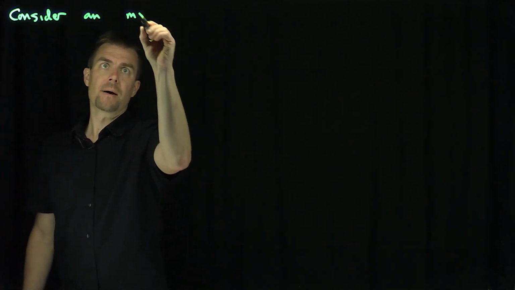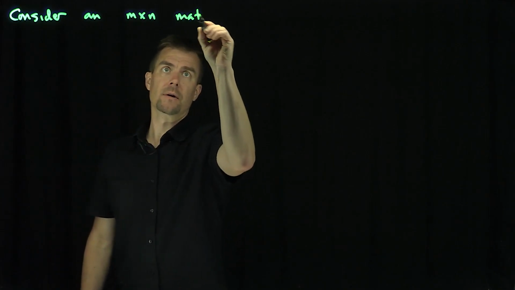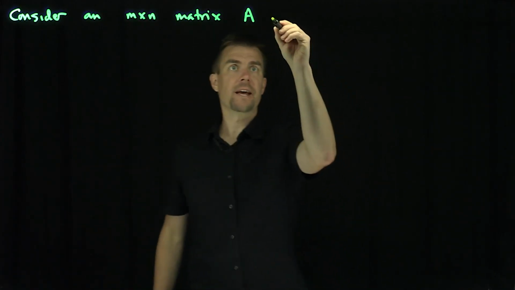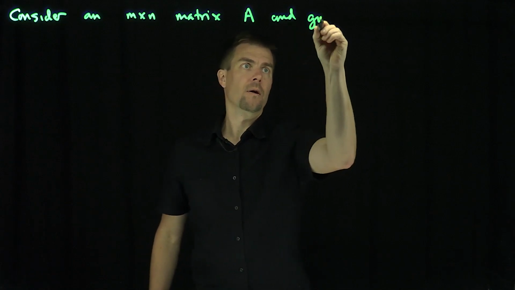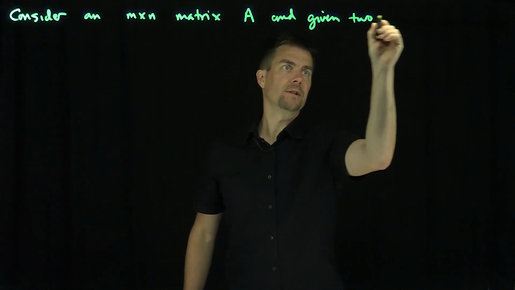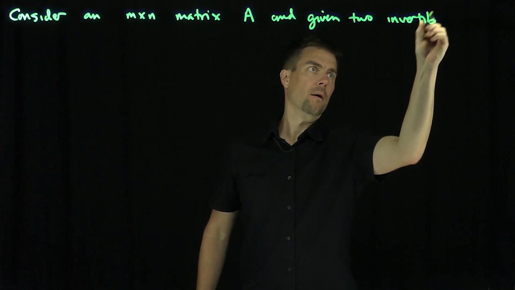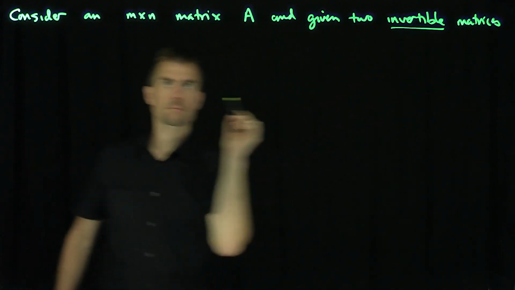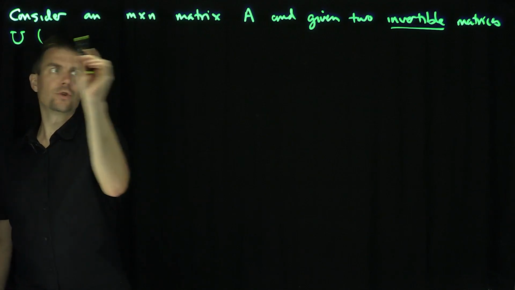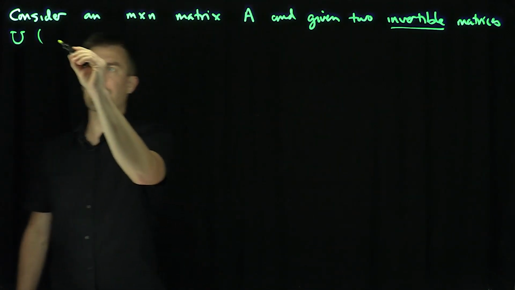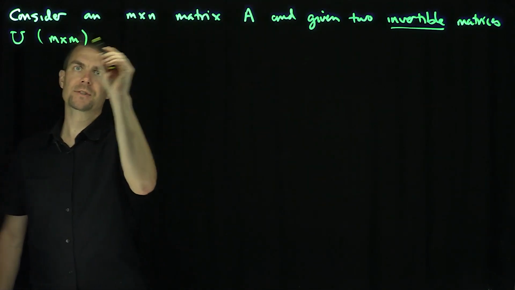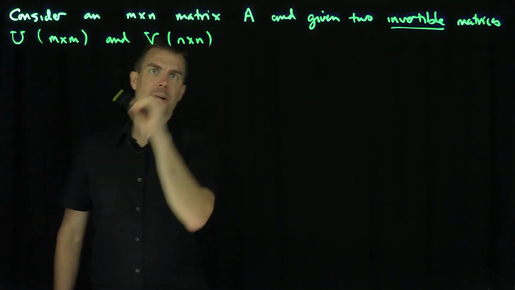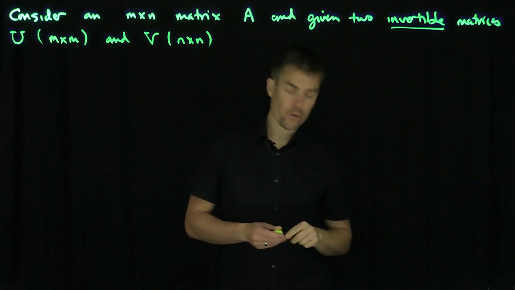So let's consider an M by N matrix A, and let's be given two invertible matrices U, and this U, of course, is going to be an M by M matrix, and V, which is going to be an N by N matrix over here, right? So what I can do is I can form two other matrices over here.